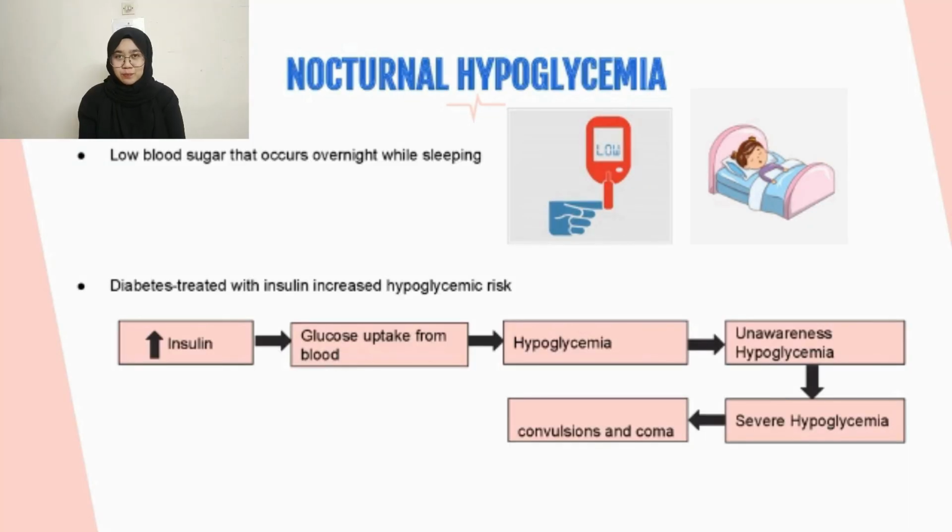It is very important to determine the presence of nocturnal hypoglycemia as an awareness. Nocturnal hypoglycemia is a condition when low blood sugar occurs overnight while sleeping. Individuals with diabetes who are treated with insulin are at increased hypoglycemic risk, because taking more insulin than your body needs will cause an increase in glucose uptake from the blood, resulting in hypoglycemia. Unawareness of hypoglycemia, especially during the night, will cause severe hypoglycemia and can also cause convulsions and coma.